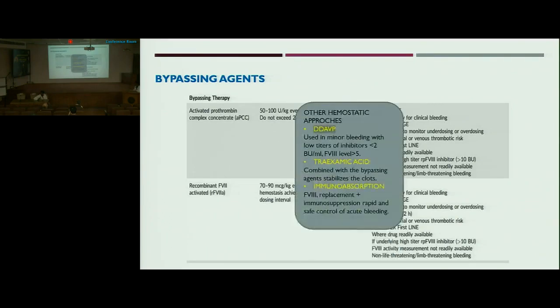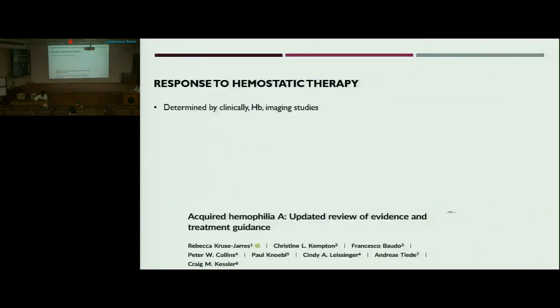The other hemostatic is desmopressin, which can be used in a low-titer inhibitor, less than 2 Bethesda units, and a factor 8 level of more than 5. Tranexamic acid can be combined with the bypassing agents to stabilize the clots. An immunoabsorption technique, in which replacement of factor 8 with immunosuppression, gives rapid and safe control of the acute bleeding. Response to therapy can be monitored clinically, by hemoglobin stabilization and imaging studies.